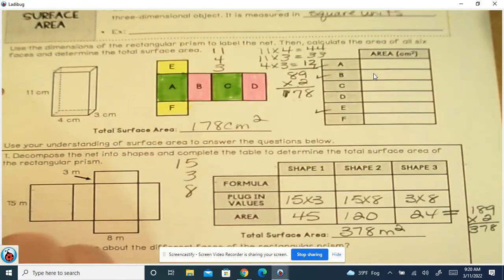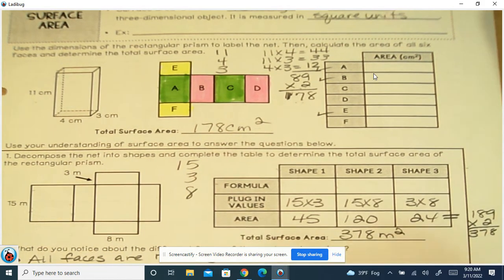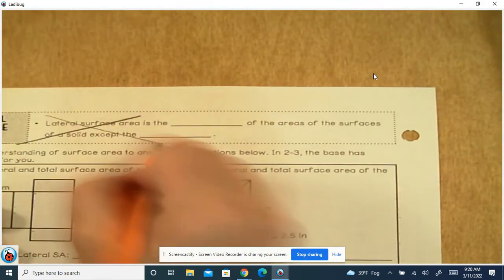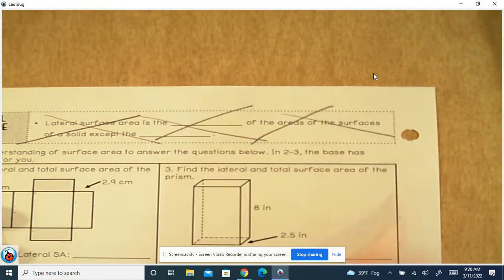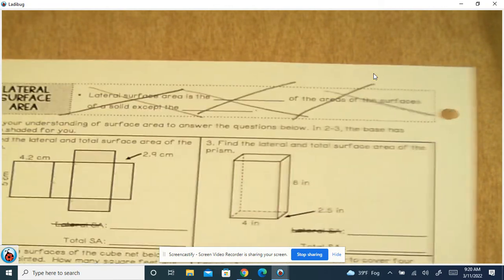What do you notice about the different faces of a rectangular prism? All faces are rectangles. And we use the formula area equals base times height. All right. We will not do lateral surface area here, but we are going to calculate the surface area of the figure.